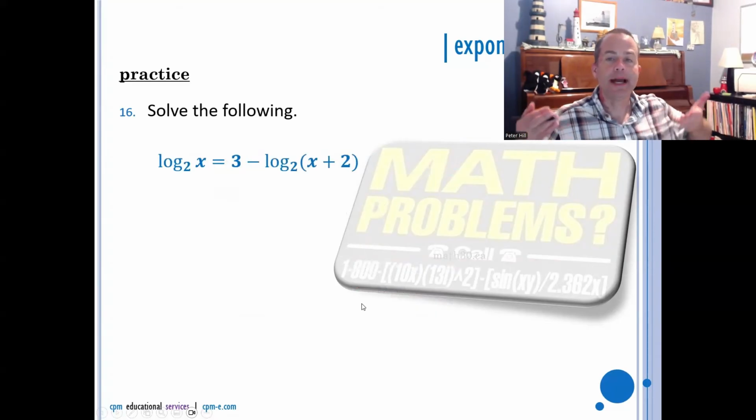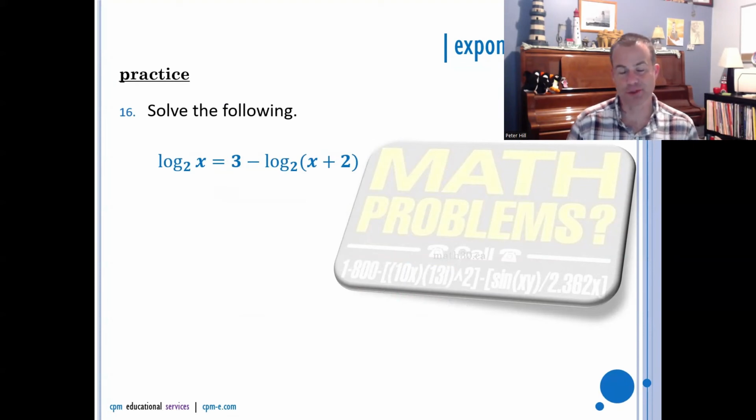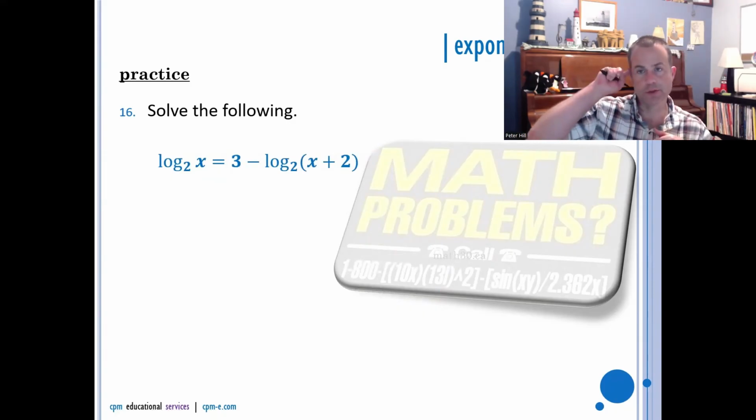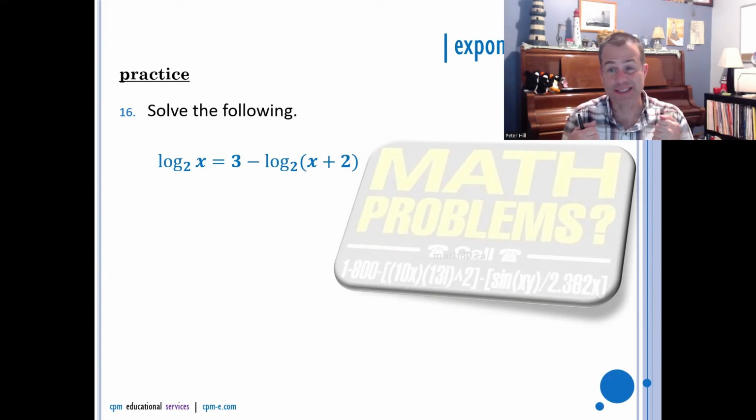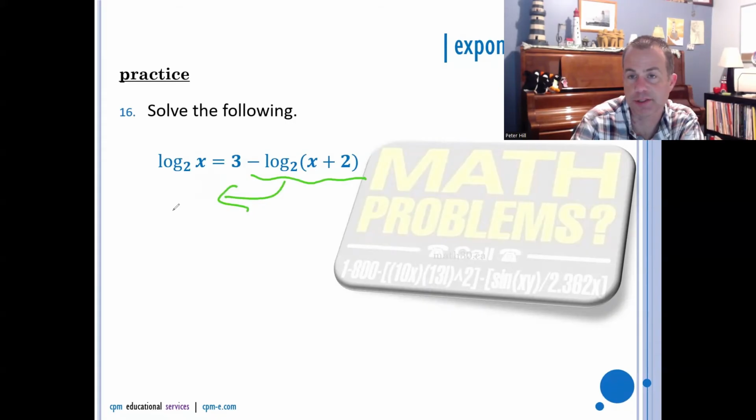Awesome. Okay, now in this one, I've got logs and numbers going on. So essentially, to get rid of the log, I need to convert to exponential form. But I can't convert to exponential form across several terms. So essentially, that means I need to get all the logs together as one log first, okay? So I'm going to take that negative log base 2 of x plus 2. I'm essentially just going to add it to both sides so that it's over here, okay? Before I do that, though, I want to have a quick little conversation about restrictions.